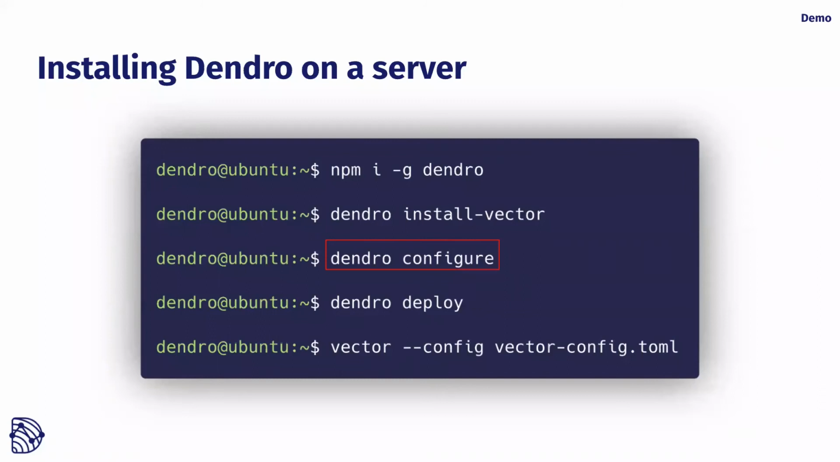The third step is to configure Dendro for that server using the Dendro configure command. This step results in 2 configuration files. One, a file that Vector uses to monitor the selected services on that machine, and 2, a file that Dendro uses to deploy the pipeline, including AWS credentials and database tables that match the selected services for that server. So next, we'll see the configure command in action.